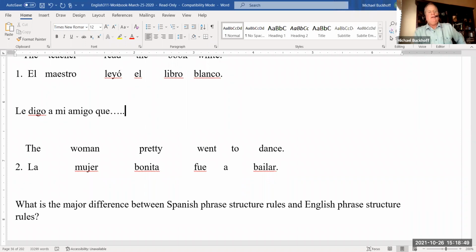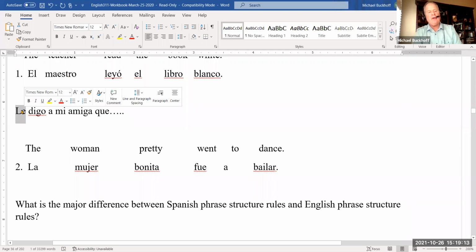This one, le digo a mi amigo que. So le and mi amigo are actually the same. Notice if I say amiga, feminine, le does not change. But if it's a direct object, you have lo and you have la. But not when it's an indirect object pronoun. That used to really throw me off how in Spanish, the indirect object pronoun here can refer to either a man or a woman, either way.